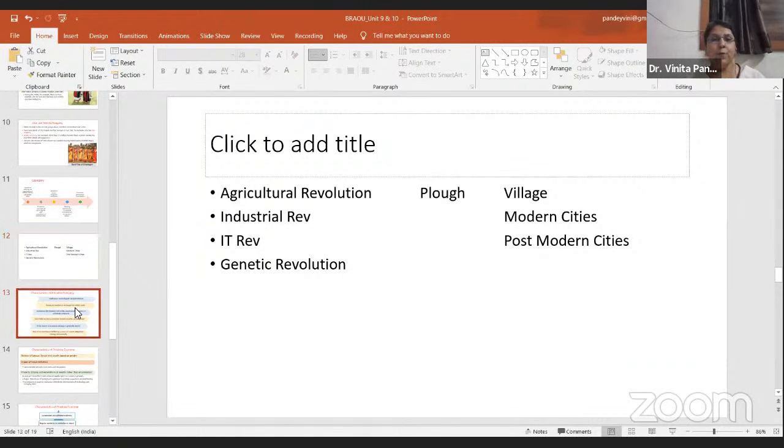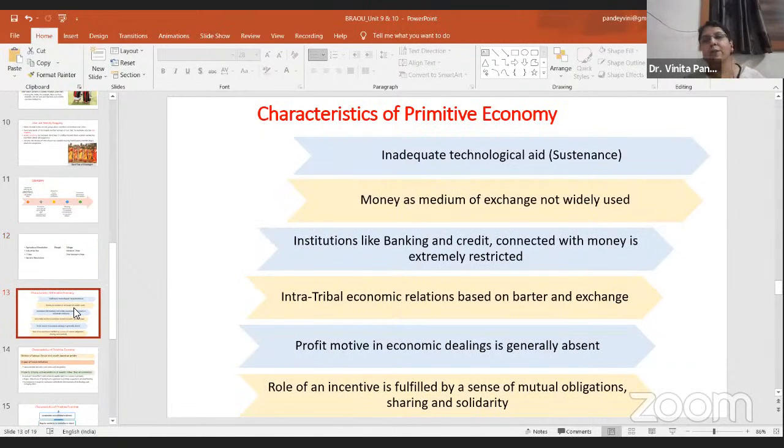So friends, on that note, let me continue with the characteristics of primitive economy. This slide I have already discussed in yesterday's class. There is no technology. Money as a medium of exchange is not very widely used, but we are seeing that even tribal societies, tribal economies, are getting a lot of exposure to modern economies also. Because of that also, a lot of changes have come.